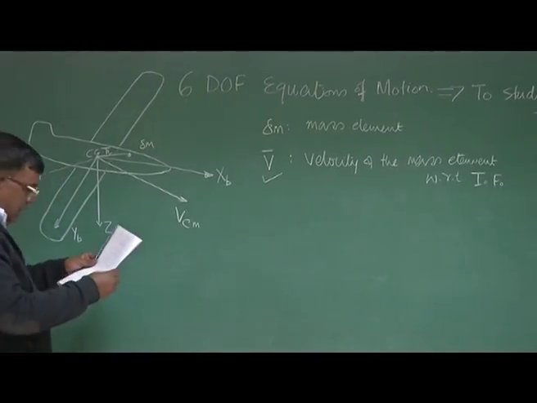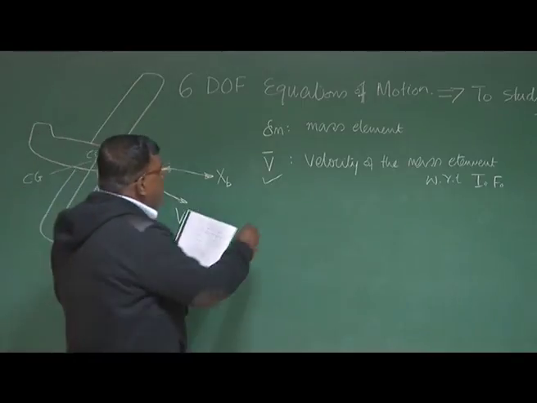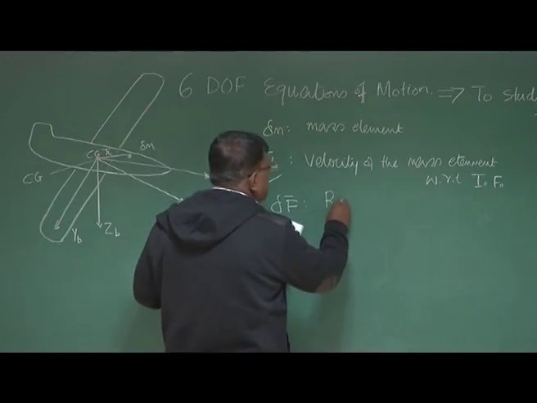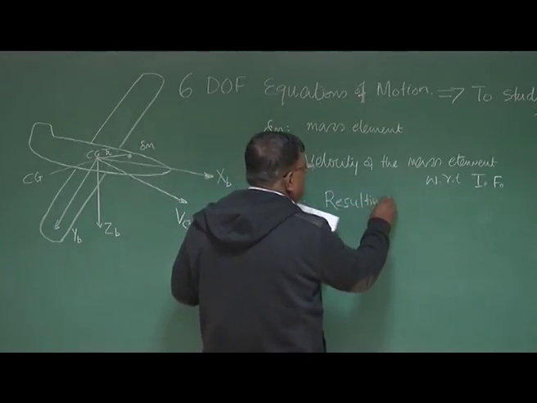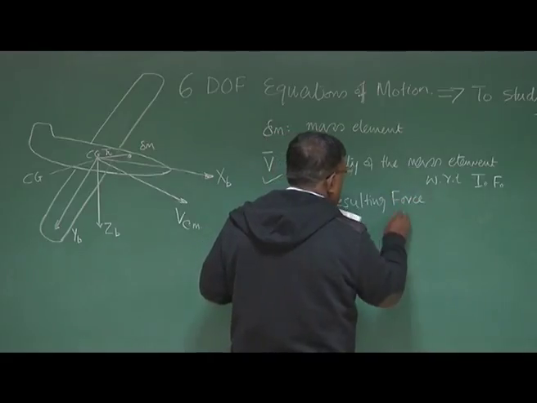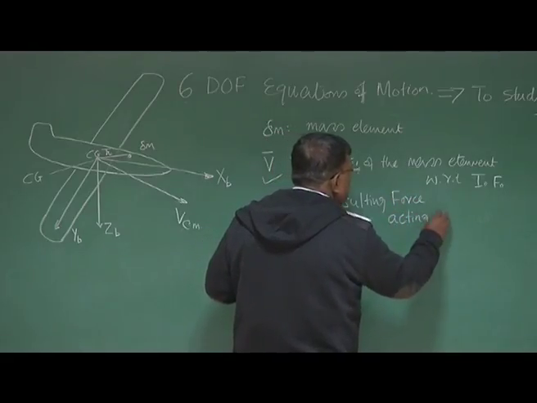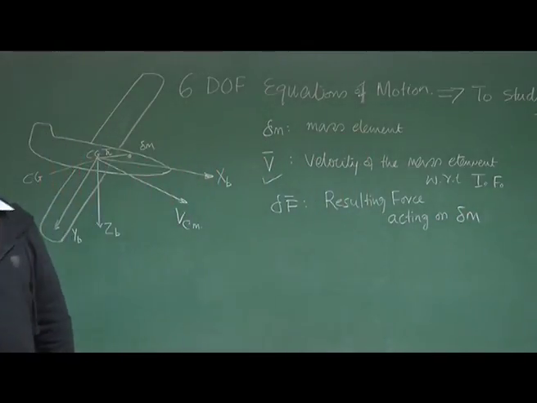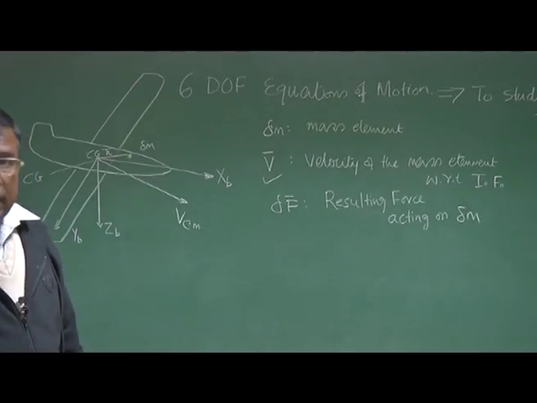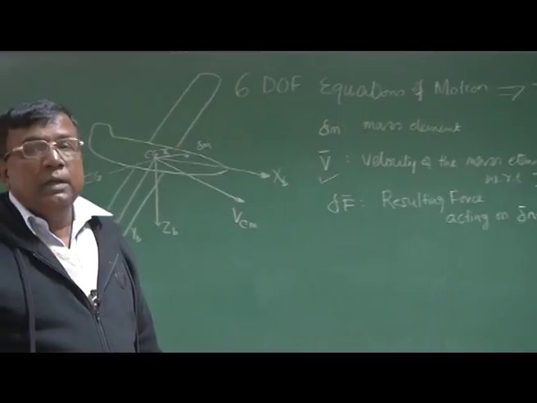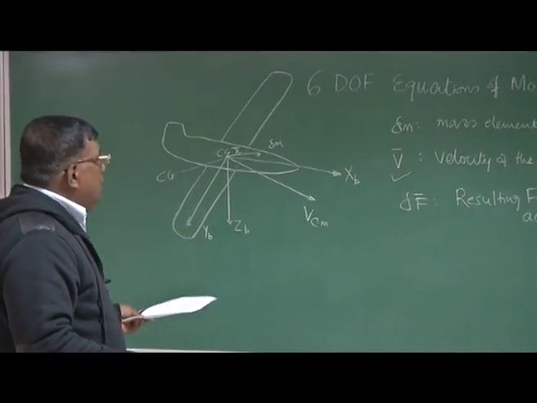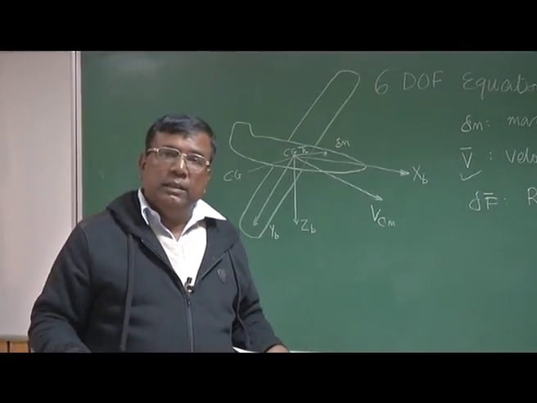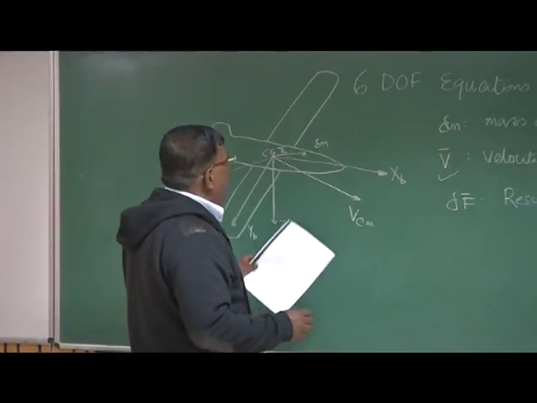Okay. Once I am very clear about it, then I write delta F. Delta F is the resulting force acting on dm. So, what could these resulting forces be? Aerodynamic forces, gravitational forces, right? For an airplane, these are two forces, and propulsive forces will act in general through the propulsion mechanism, either a propeller or a jet engine, right? So, this is the total resulting force acting on dm.